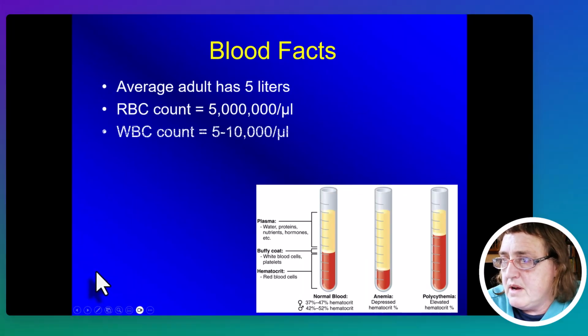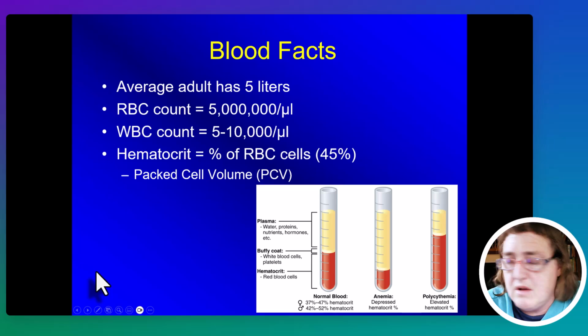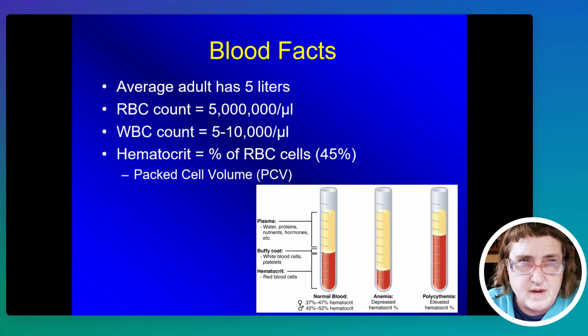Okay, a couple of numbers you should probably know. The average adult has 5 liters of blood. It's a little bit higher in men and a little bit higher in bigger people, but the average person has about 5 liters of blood. So if you think about a 2-liter bottle of pop, you have 2.5 of those.